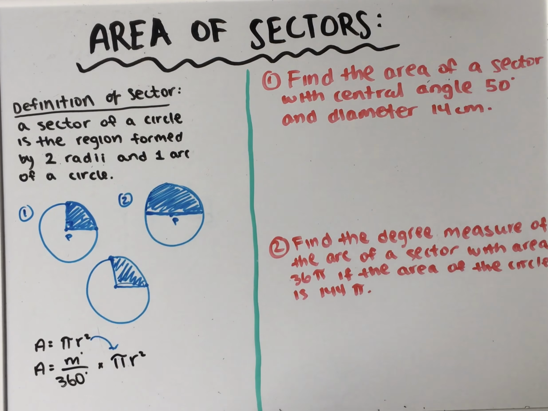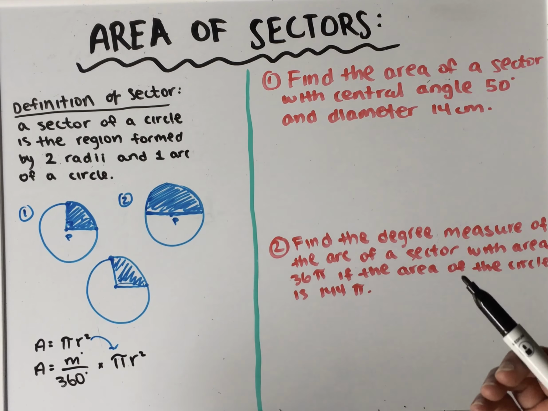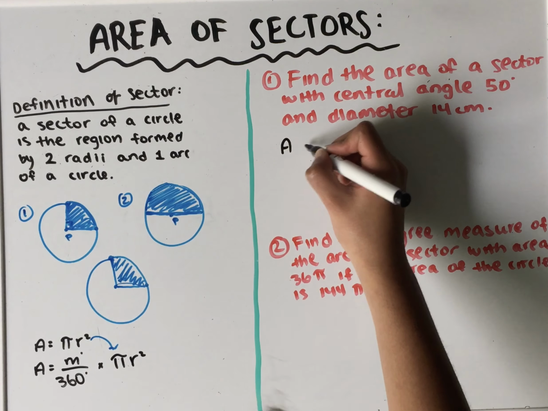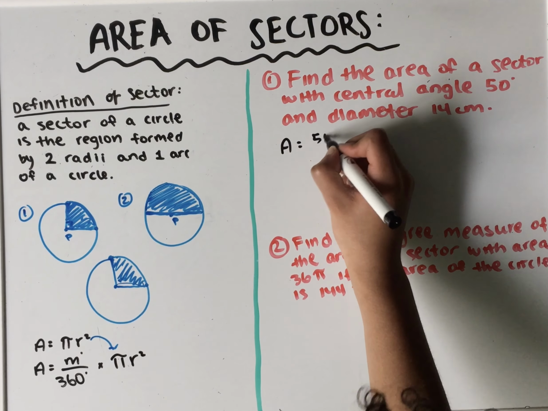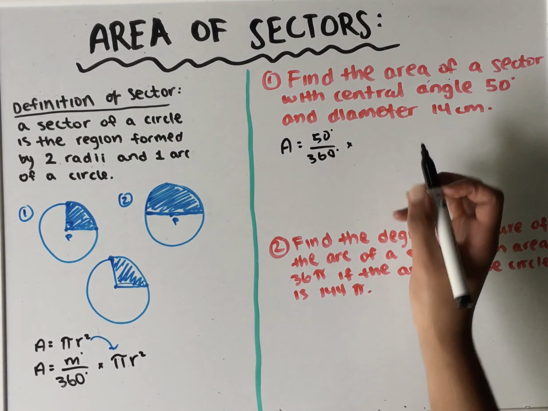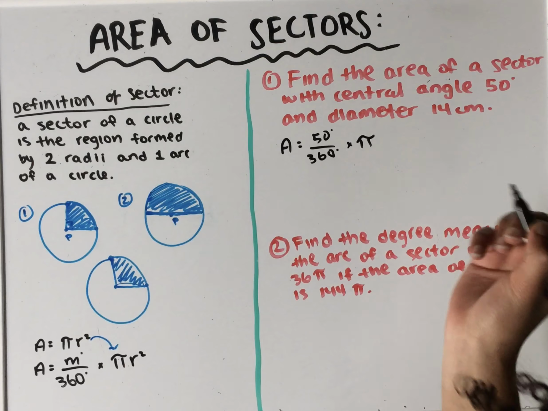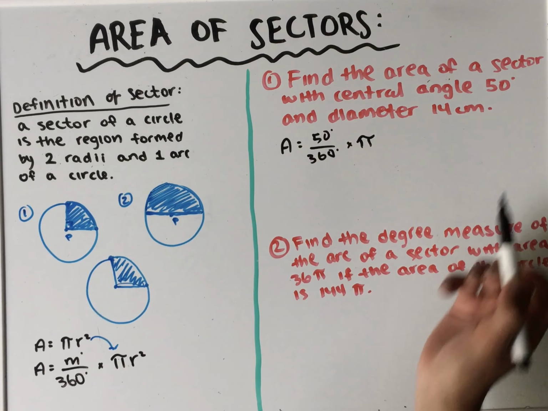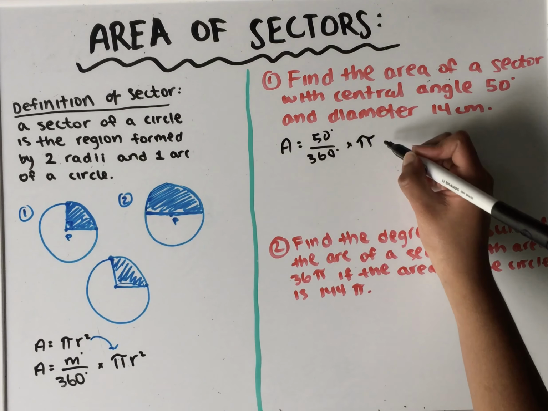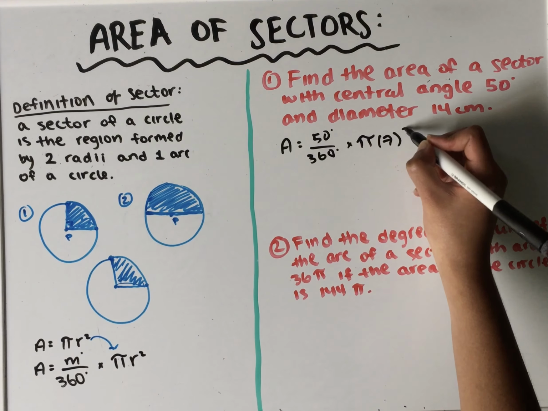The first one says, find the area of a sector with central angle 50 degrees and diameter 14 centimeters. Now this is a pretty simple example, so we can just plug in the equation. So we have A equals 50 degrees over 360 degrees multiplied by pi r squared. And we know the diameter is 14 centimeters. So if we divide 14 by 2, that would give us 7 centimeters as the radius.